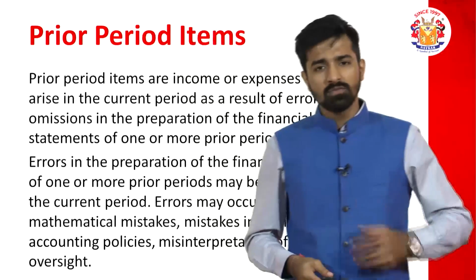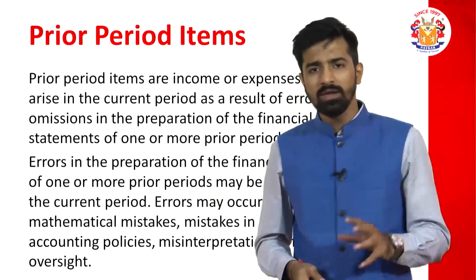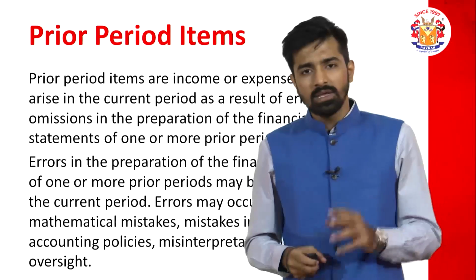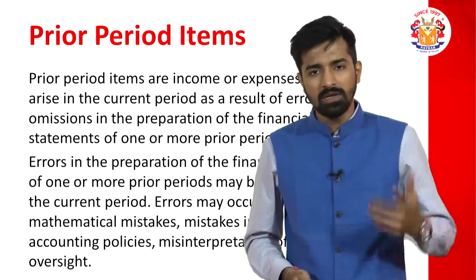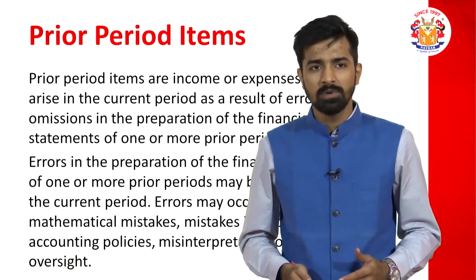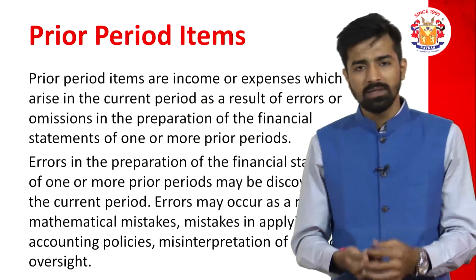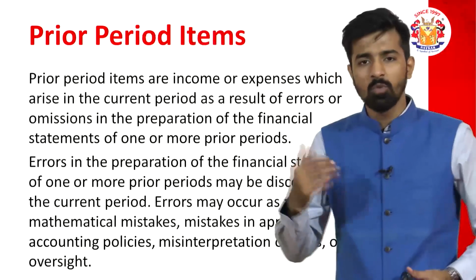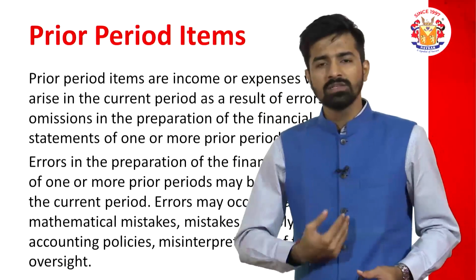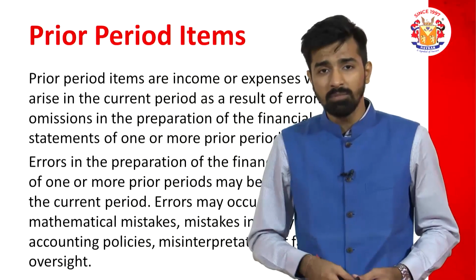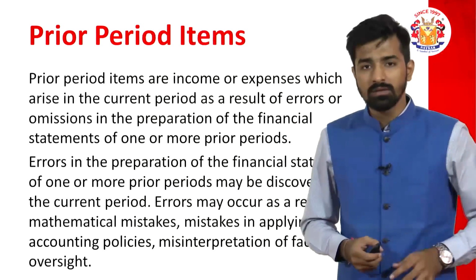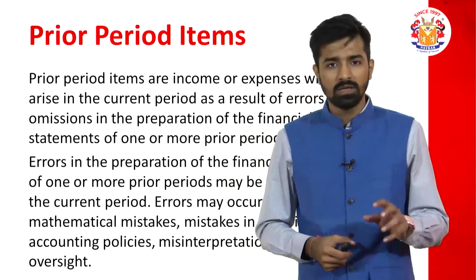So prior period items, what is prior period items? Why are we discussing it? See, if there is any prior period items, AS5 says that it needs to be separately disclosed in the financial statements. So there might be errors in the preparation of financial statements of one or more prior periods, but due to that, if there is any income or expenditure which is arising in the current period, you need to record that in the current period.